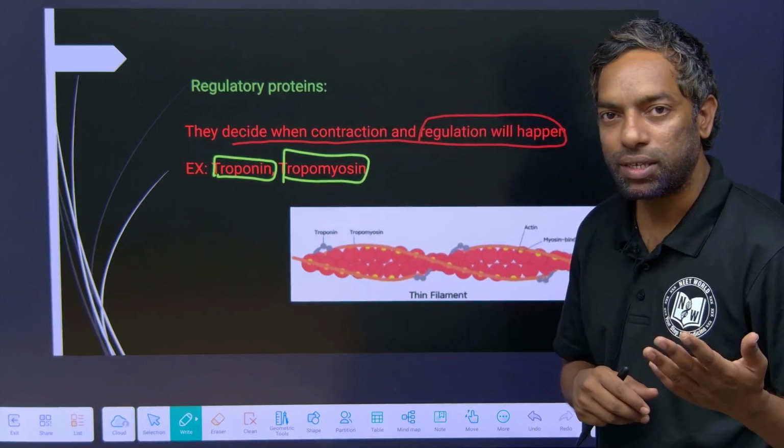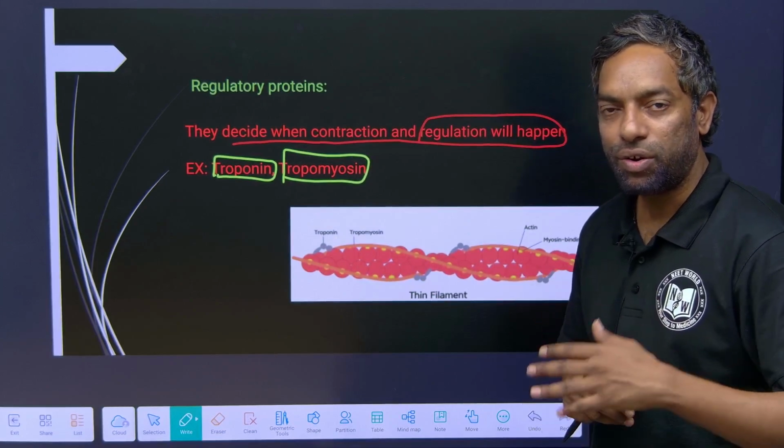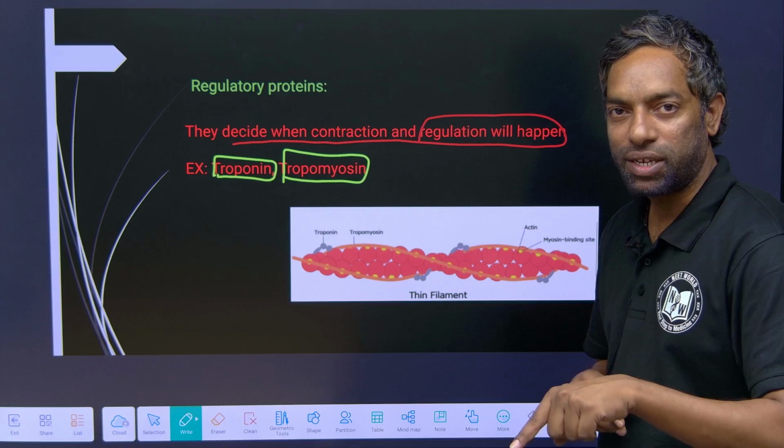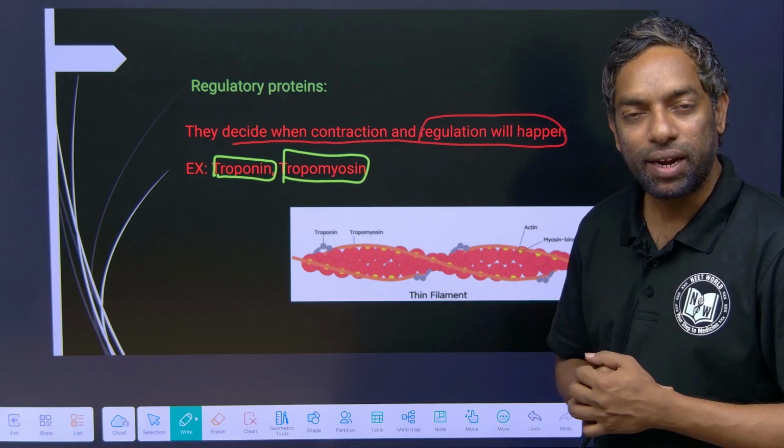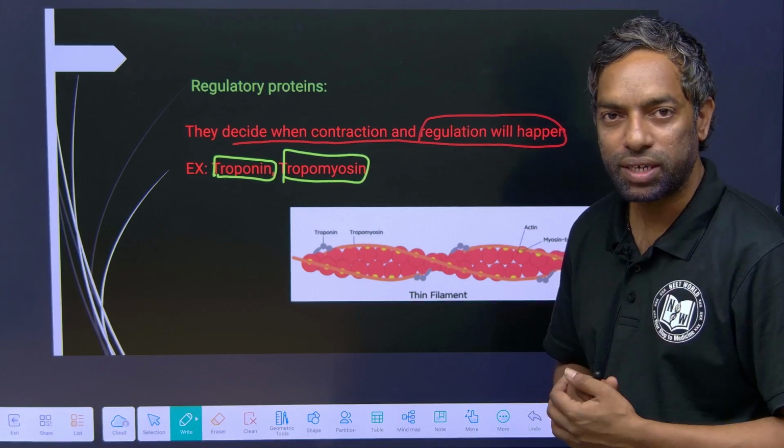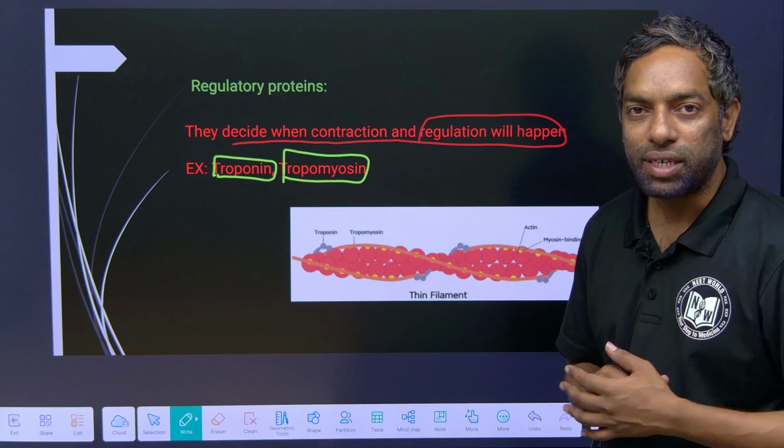Troponin, tropomyosin, actin and myosin. Don't confuse myosin and tropomyosin. Myosin is the contractile protein, tropomyosin is the regulatory protein. We are going to have a detailed discussion about these proteins.